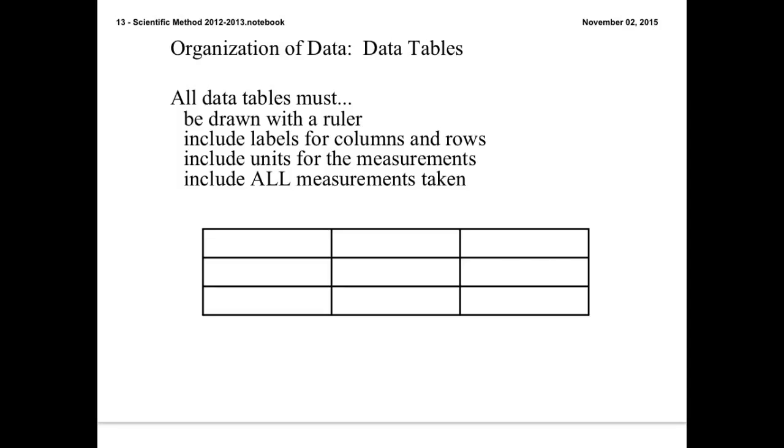That data table must be done with a straight edge. You must have columns and rows for all of your data, and they must have labels so we know what exactly that we're looking at. Make sure there are units for all of your measurements, and it includes all of the measurements you have actually taken.